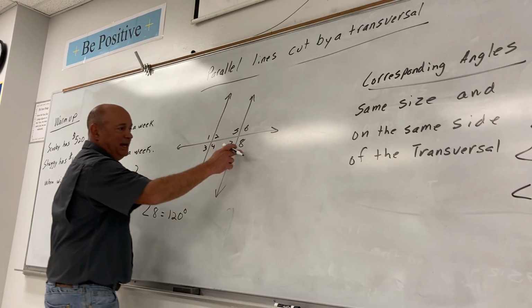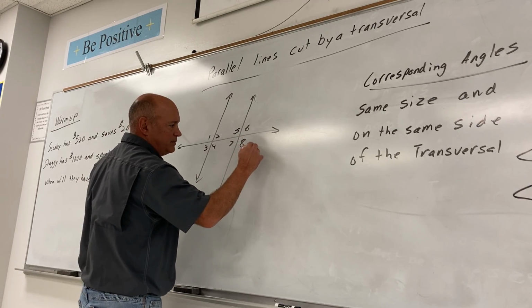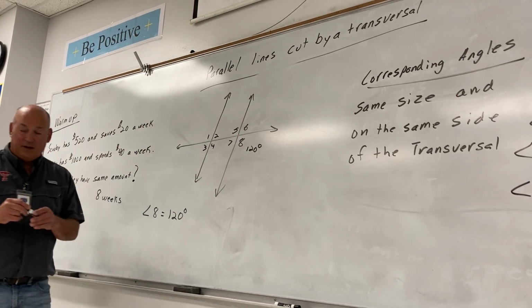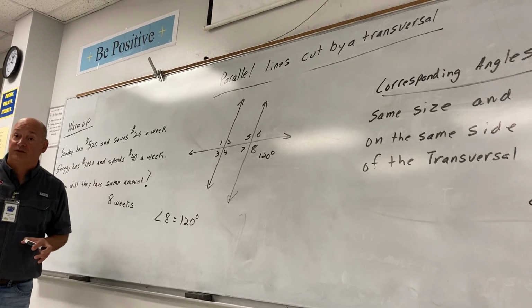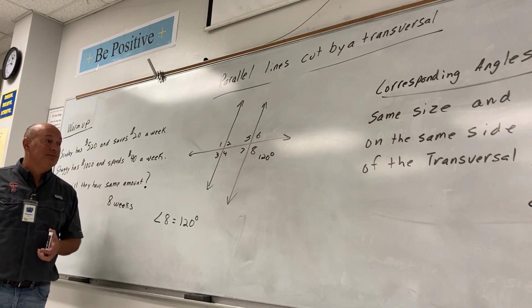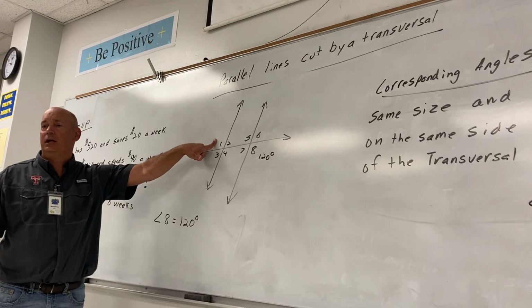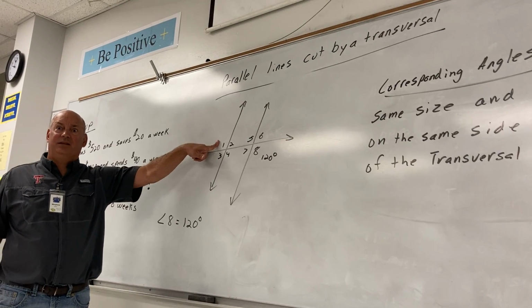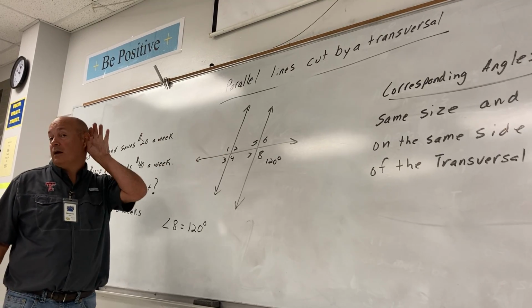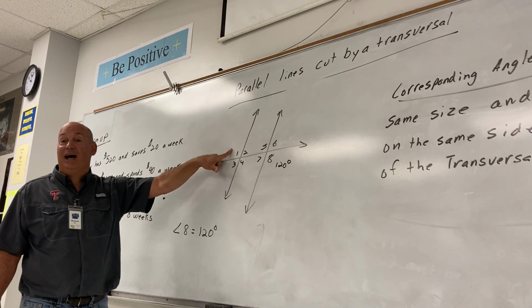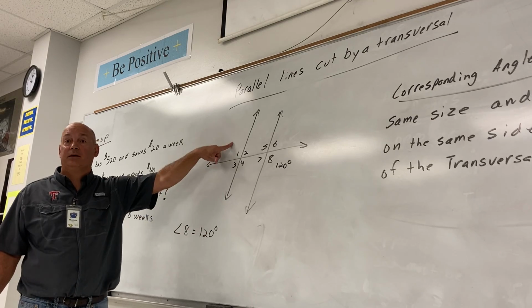We know that this big angle here is 120. From that point, you should be able to tell me any of the other angles. Any one I want. All right, like angle 1. Addison, how big is angle 1? Angle 1, how many degrees is it?